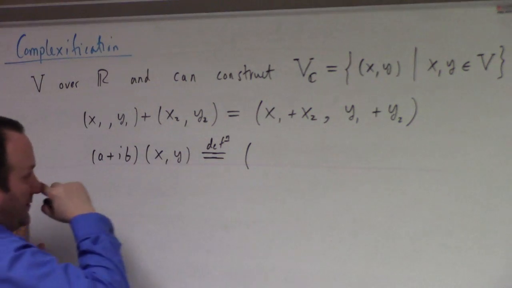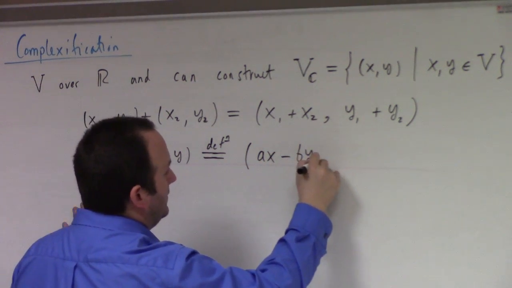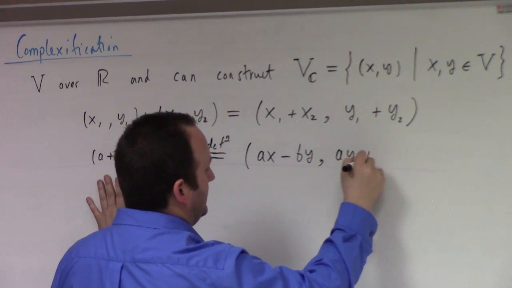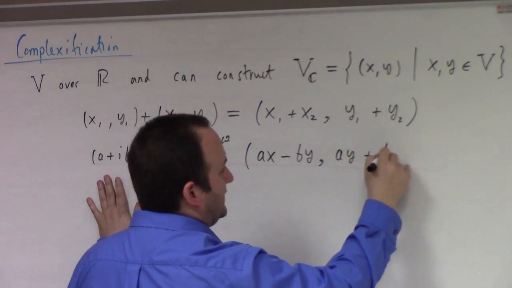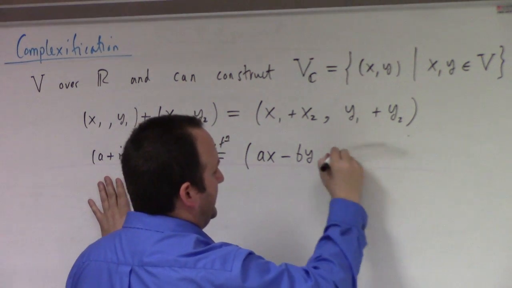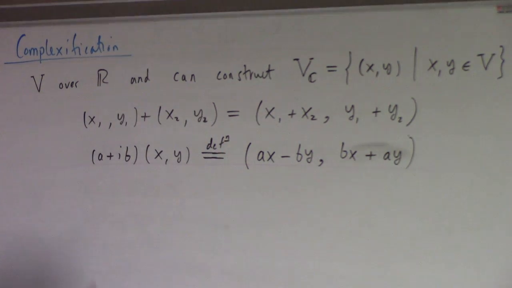What you do is you do (ax minus by, ay plus bx). Or I guess you could say bx plus ay, however you want to write it. The order doesn't matter. It's a vector space, they commute.